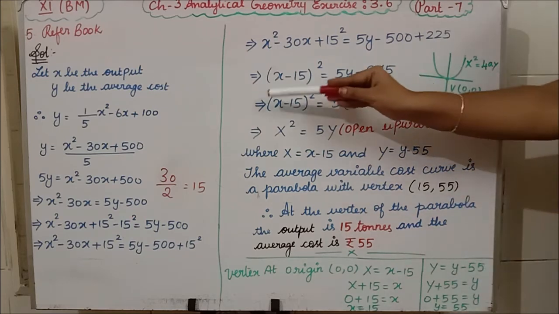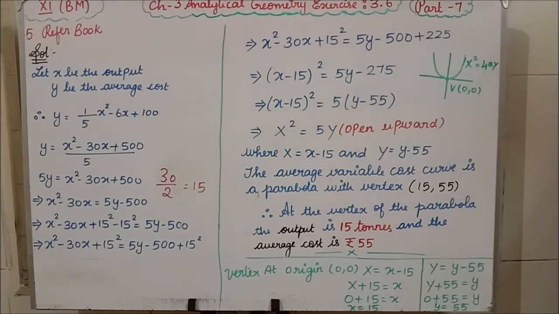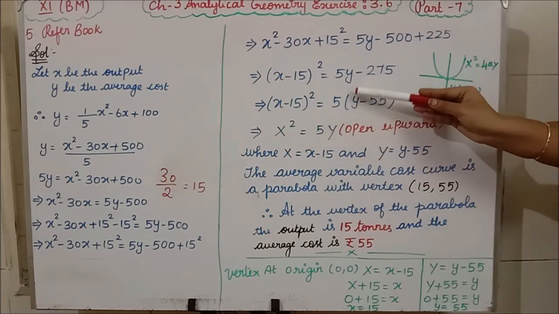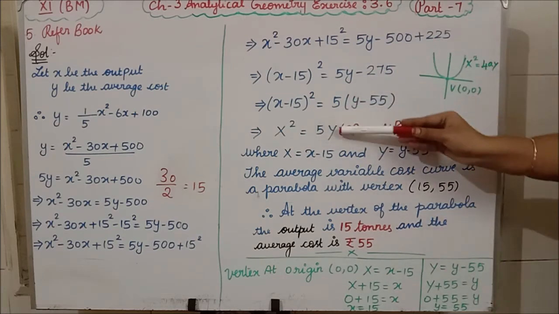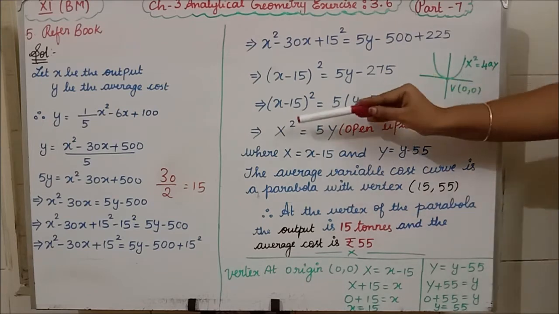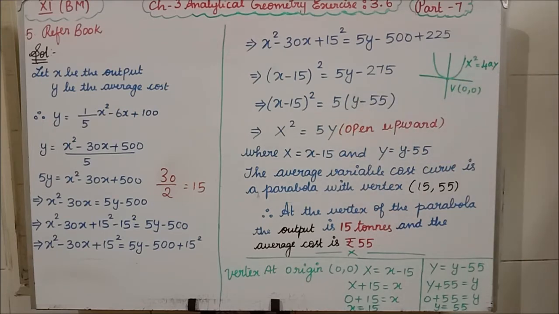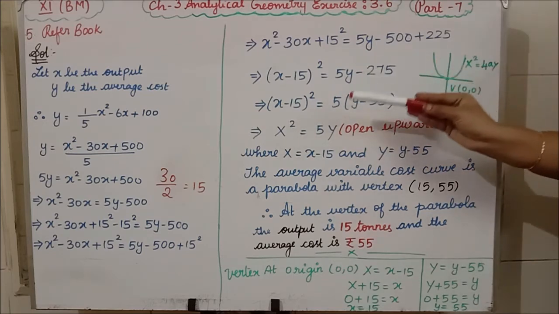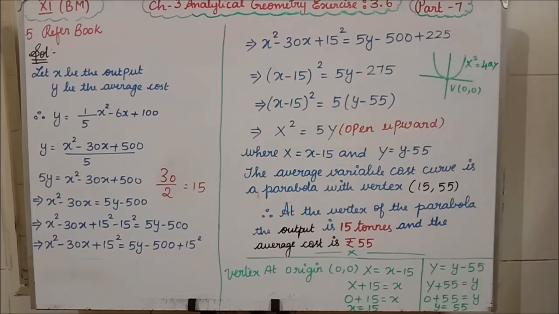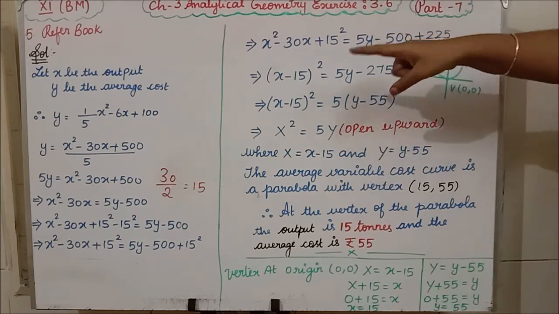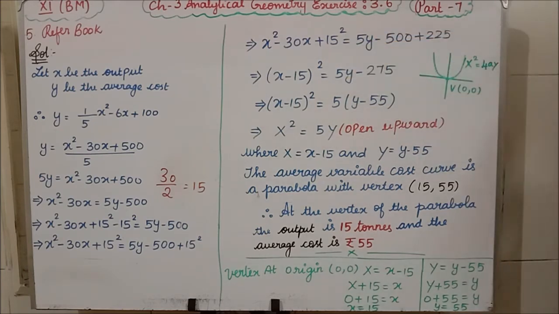So this x minus 15 fully we have to take as capital X, equal to 5 times, here y minus 55 is capital Y. Now it looks like the X square equal to 4aY model, isn't it? So X square equal to 4aY means what parabola? Yes, it is an open upward parabola. Now we have got it: the average cost is coming as a parabola.